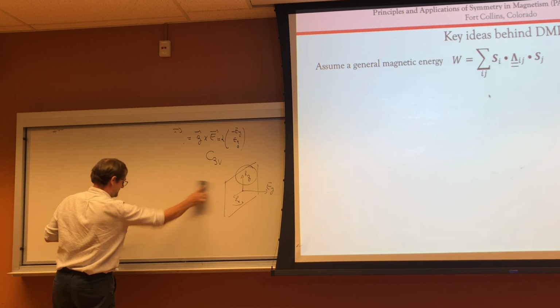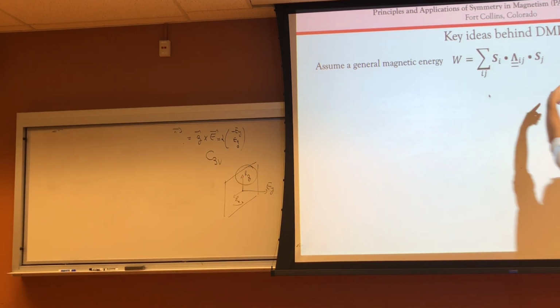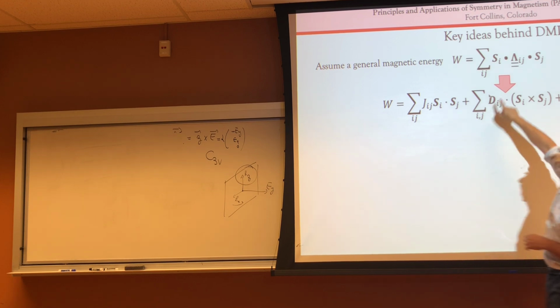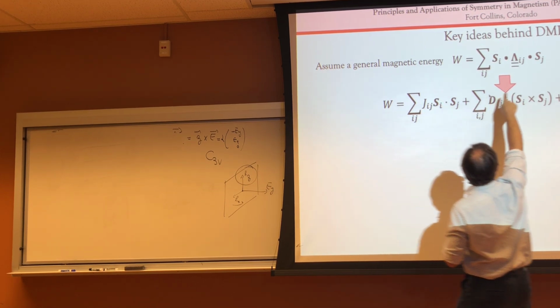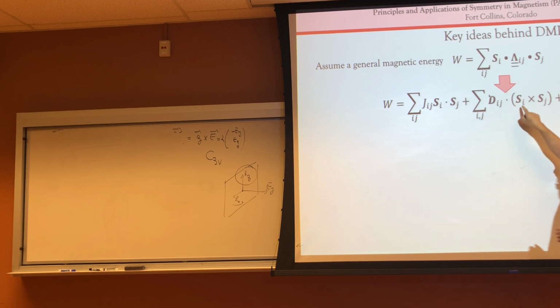And I will say that it's bilinear. I mean, it's just S_i dot some matrix or some tensor dot S_j. So that's a very, very general form of my energy, and I can separate it into different terms. This term here is the symmetric part of this tensor. This guy here is the anti-symmetric part of the tensor.